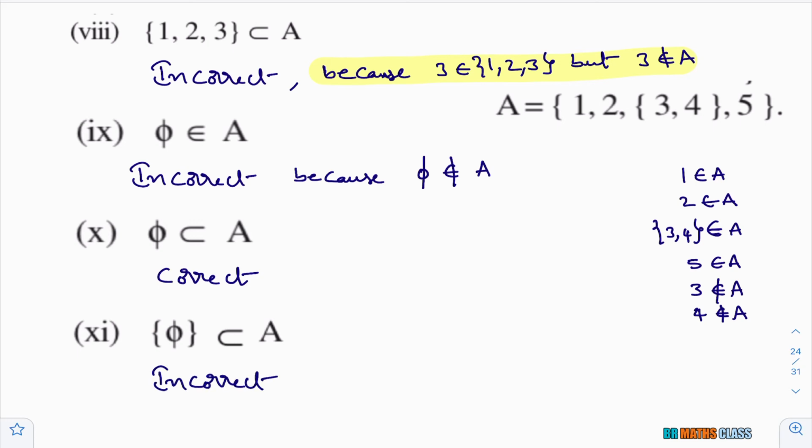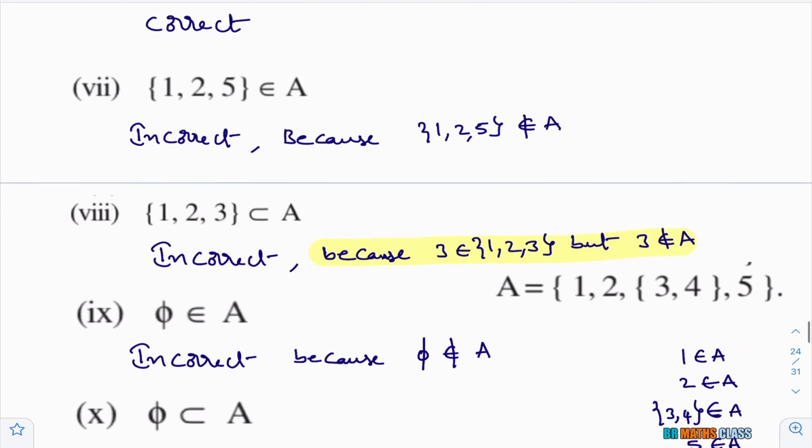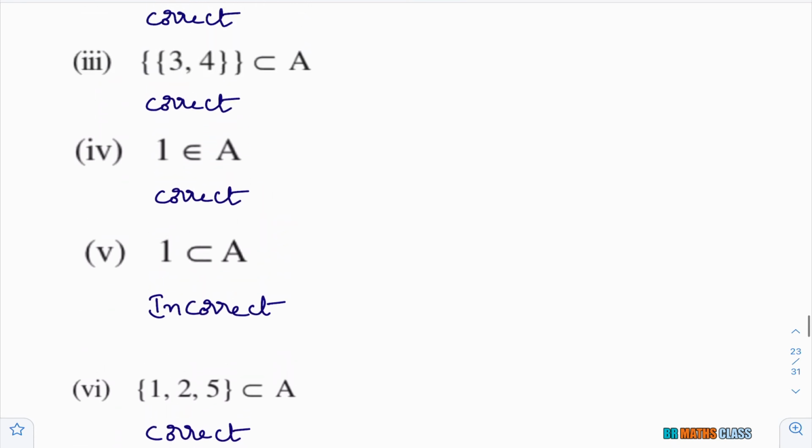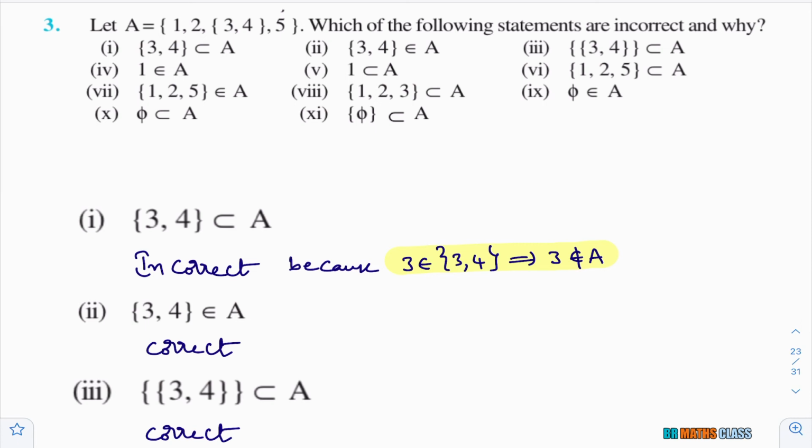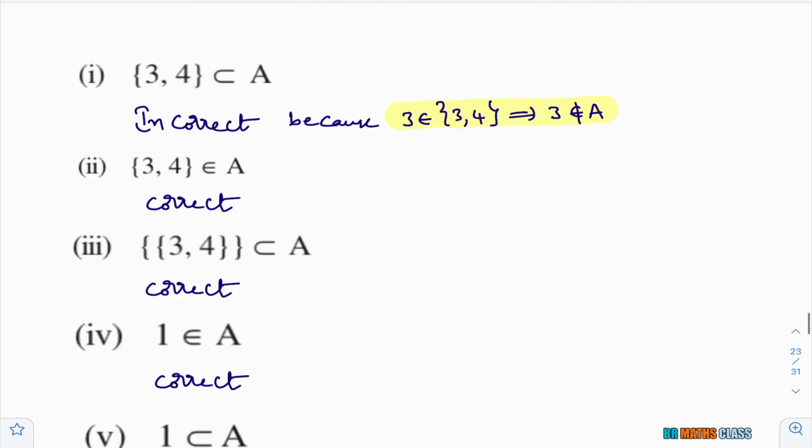Incorrect. When we use the subset symbol, if all the elements present in this set are present in A, then we say that subset is the suitable symbol. In this, phi is there, but phi is not in set A. That's why this is incorrect. I hope you understand this second question. Many students, I observe, find it difficult to understand this. I request you to listen to this video once, twice, thrice, and then you will get an idea. If any doubts are there, you can chat with me in the chat box, right? I hope you understand this third problem.